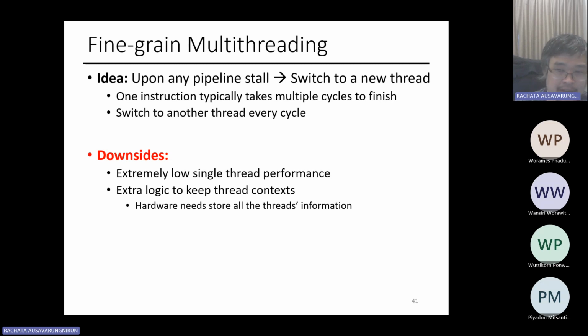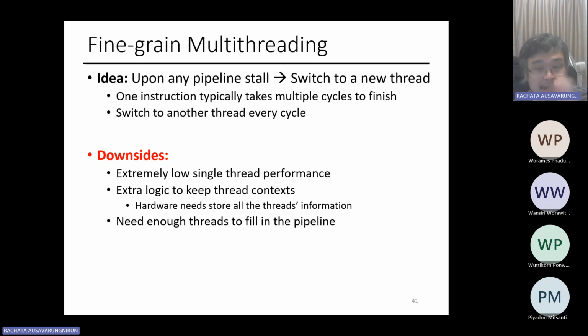And you need extra logic to keep the thread context alive, right? So the hardware needs to store all the thread information, including more register files for each thread's context, all right? You also need enough threads to fill the pipeline, right? So that's, I guess, the trade-off. The benefit is the processing core is always active doing something. You don't have to stall. You can support a lot of parallel threads at the same time. But at the end of the day, it also means that each thread is going to be slower, and you need more hardware to support this number of threads, right?